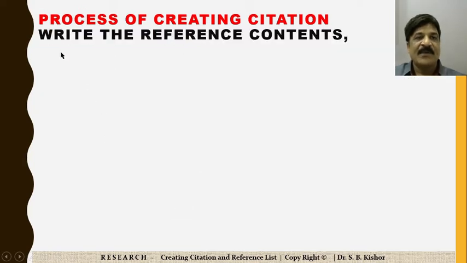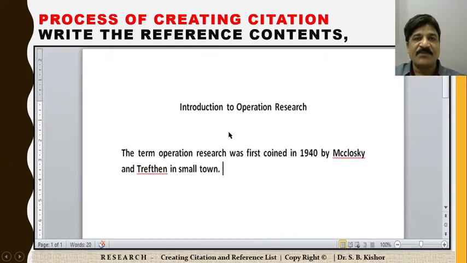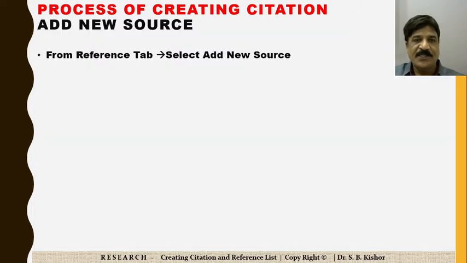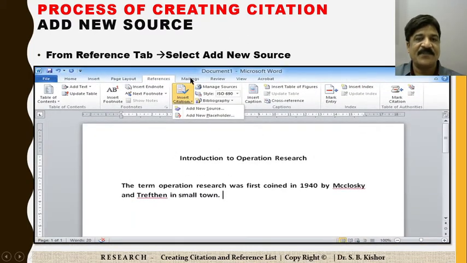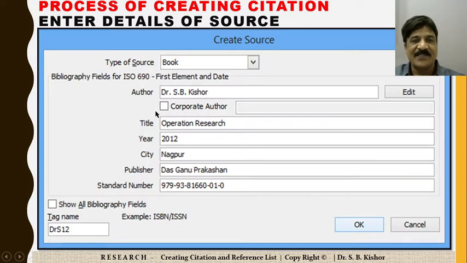Then write the reference content, the material or the idea that you have copied from someone else. So assume that you have written this particular content from a particular source. Now, how to specify that source? First of all, click on the References tab and then select Add New Source. Now, in the source, you need to specify various details about that particular source.